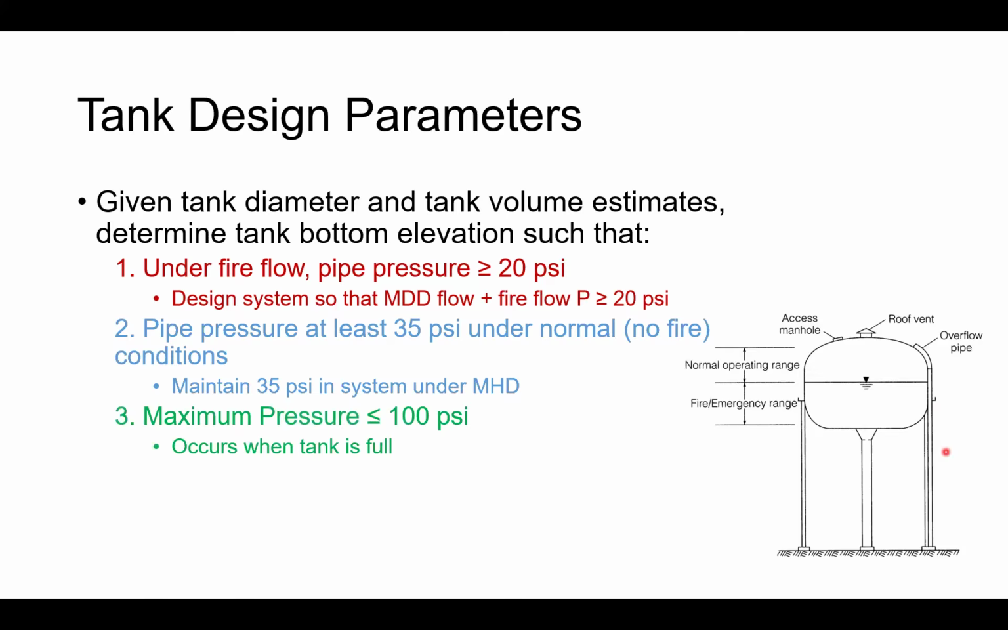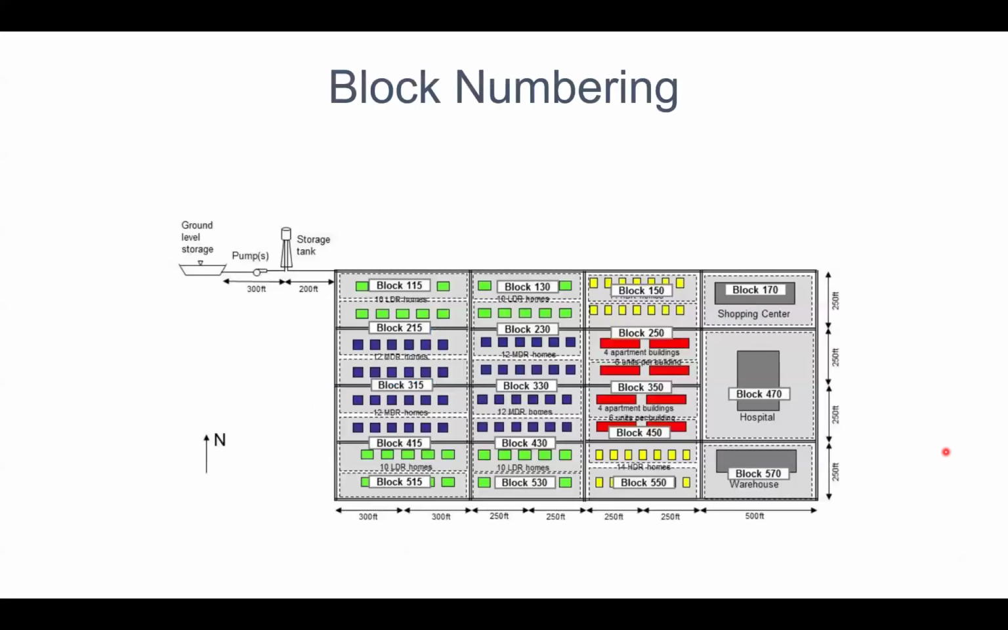Finally, we're going to have a maximum pressure scenario, and that's going to be refining the tank diameter and height. And this is going to be where we have very low demand on the system and the tank is full. We want to make sure that under those conditions, we're not going to burst anyone's faucets or pipes. We want to make sure the pressure is low enough so that we don't cause any damage in the system.